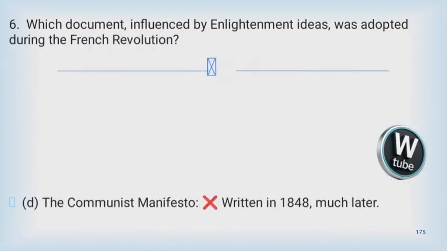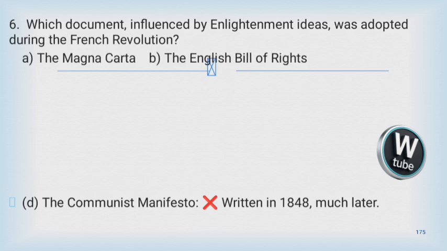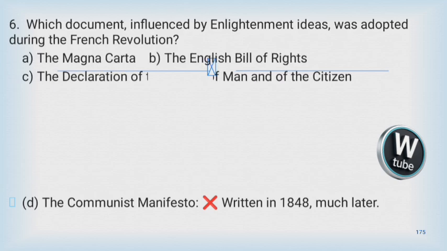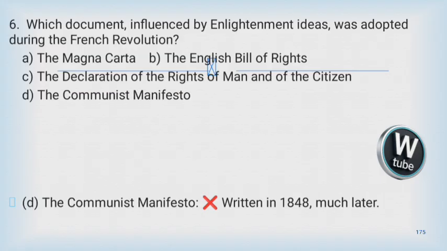Question number 6. Which document influenced by Enlightenment ideas was adopted during the French Revolution? A. The Magna Carta. B. The English Bill of Rights. C. The Declaration of the Rights of Man and of the Citizen. D. The Communist Manifesto. Students, what will be your answer?